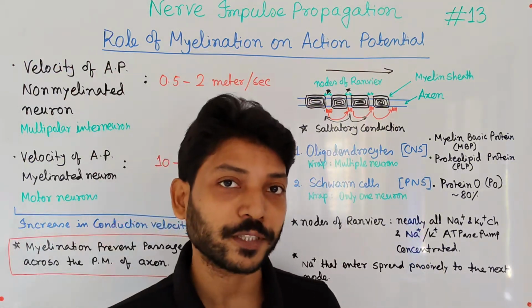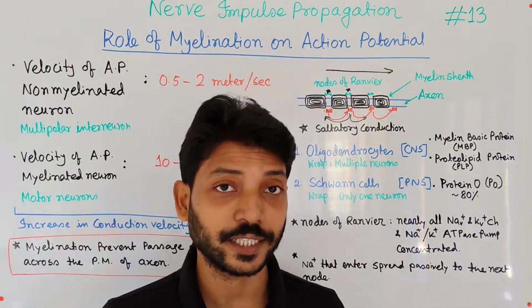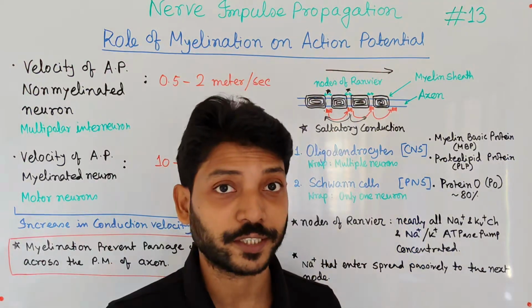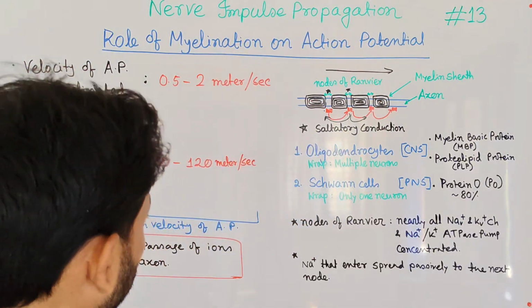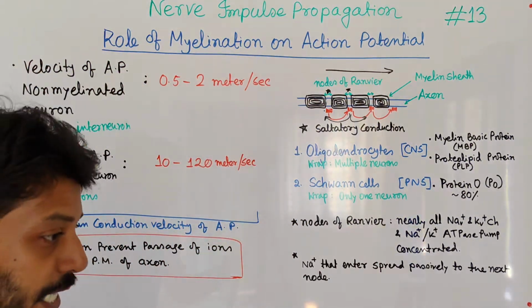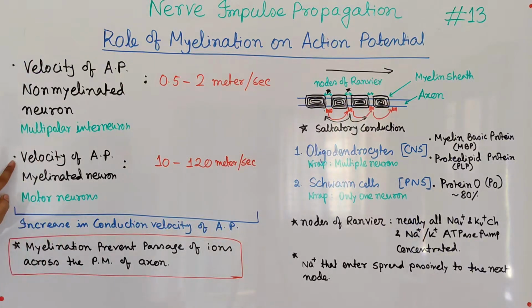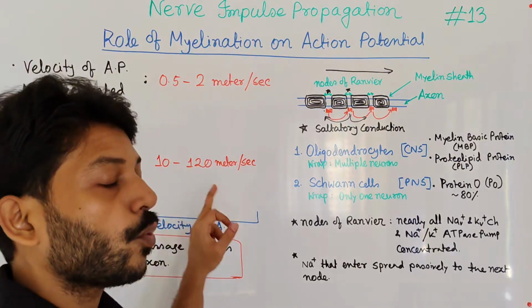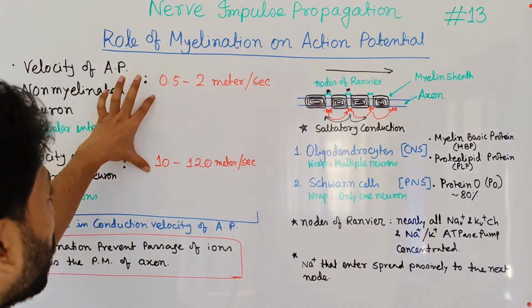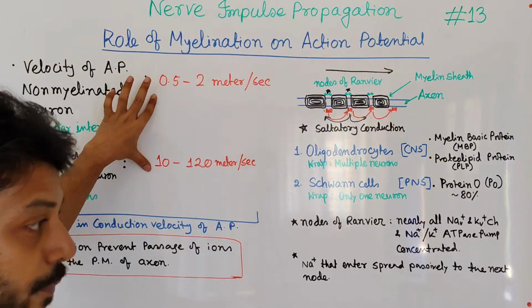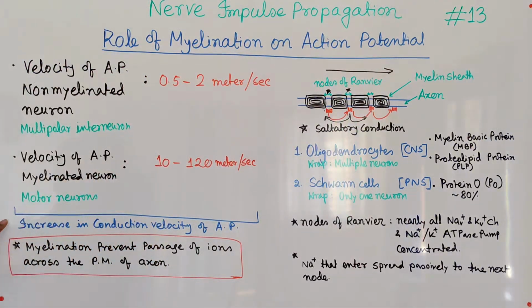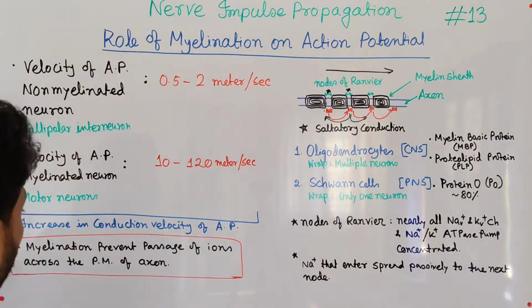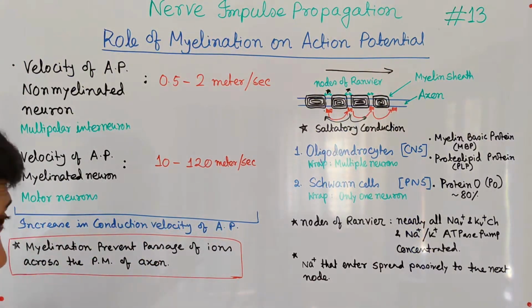Now for the coordinated muscle contractions required for walking and running, it is impossible if the action potential takes approximately 1 second. So evolution has played an important role, and by this wrapping of myelination, basically called the myelin sheath, the velocity of action potential in myelinated neurons, for example motor neurons, increases to approximately 10 to 120 meters per second. Now see the difference, it is approximately 20 times to 60 times, maximum 60 times the action potential velocity. So basically the role of myelination on action potential is to increase the conduction velocity of action potential.